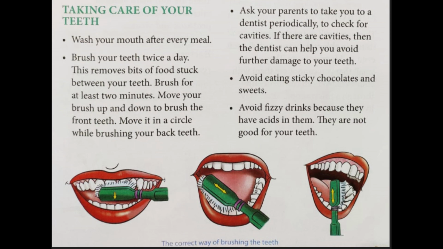Looking after teeth. By following some simple rules, we can keep our teeth healthy. First, wash your mouth after every meal. Second, brush your teeth twice a day. This removes bits of food stuck between your teeth. Third, ask your parents to take you to a dentist periodically to check for cavities.